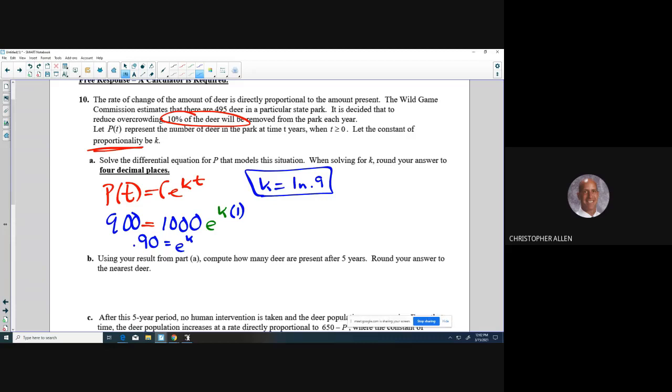And just to let you know what k is in that case, in terms of a decimal, that is approximately negative 0.105360517. That's what k is. In other words, our model is going to be P of t equals 495 e to the negative 0.1054 t. That's our model.